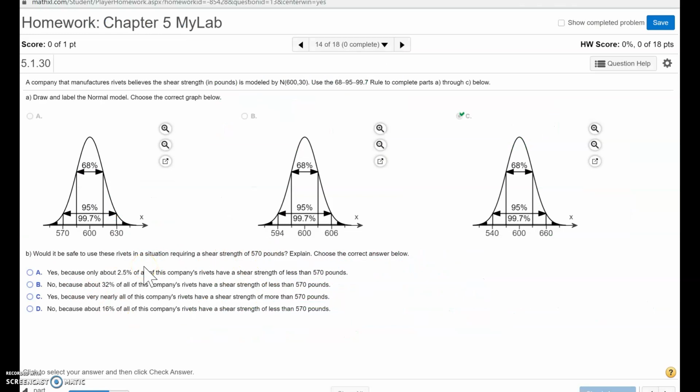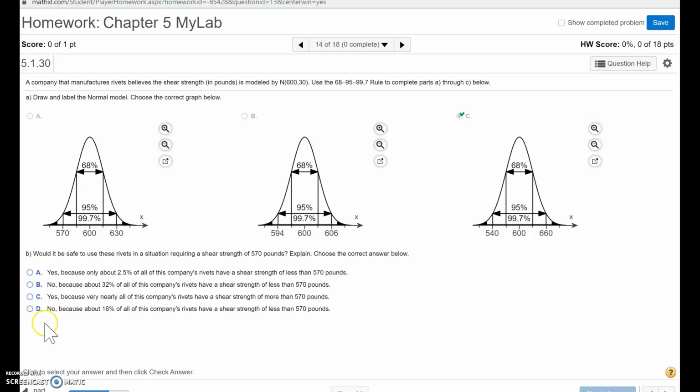So first of all, the answer is no. We would not want to use these rivets if the required strength is 570. So I don't even have to read the rest of that. I know I'm not going to do a yes. C is a yes. So it's now between B and D. So let's look at option B. No, because 32% of the company's rivets have a shear strength less than 570. Well, no, it's not 32. We figured it out at 16%. So it's not B. So it has to be option D, process of elimination.